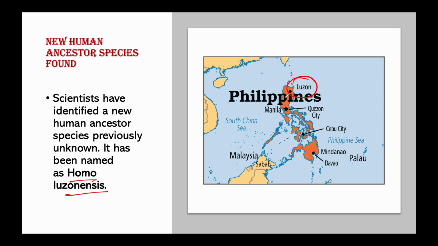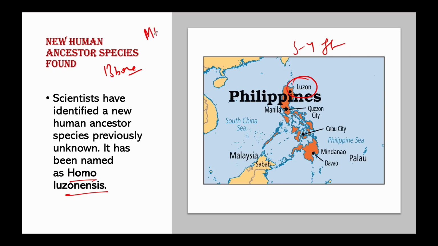Homo luzonensis is classified as a separate species on the basis of 13 bones and teeth from 2 adults and 1 child, which were found in a cave on the island of Luzon in the Philippines. These Homo luzonensis were around 3 to 4 feet tall and lived on the island of Luzon at least 50,000 to 67,000 years ago.